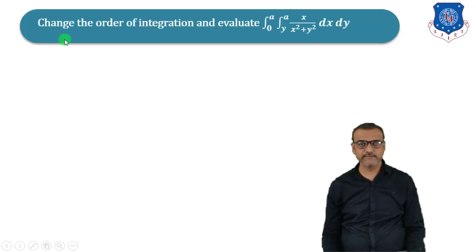Now we will see the second example related to this topic. Change the order of integration and evaluate the integral from 0 to a, integration from y to a, x upon x square plus y square dx dy. Here the limit of x is from y to a and the limit of y is from 0 to a. So here is the solution.